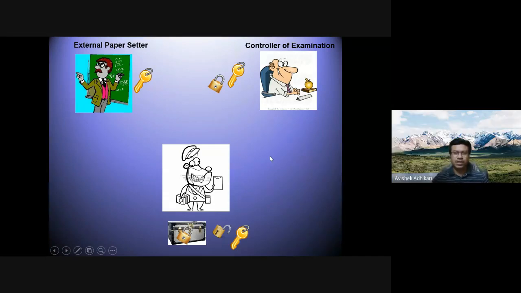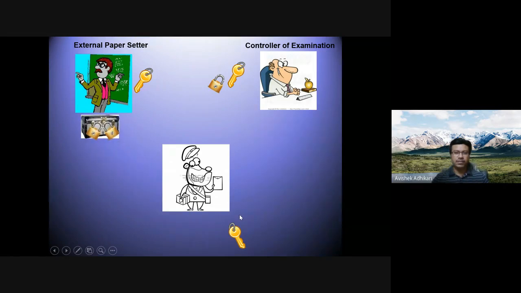So what is the external paper setter going to do now? He will use the lock and key given by the controller of examination and send it back. Now what will the external paper setter understand? He will understand that, according to the protocol, this lock has come from the controller of examination. So he will unlock it using his own lock and key and send it back.